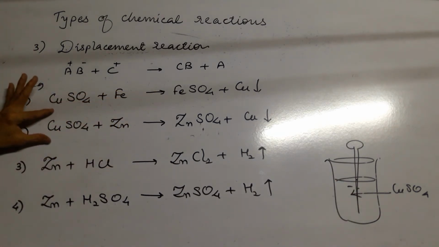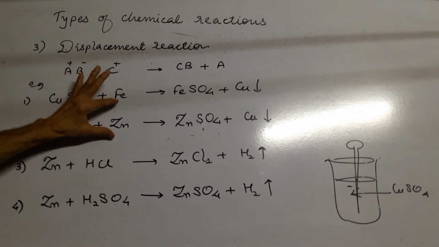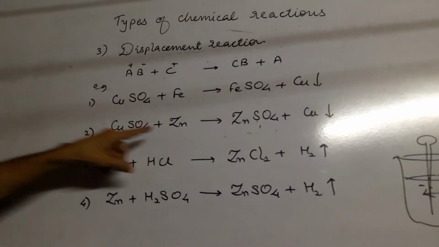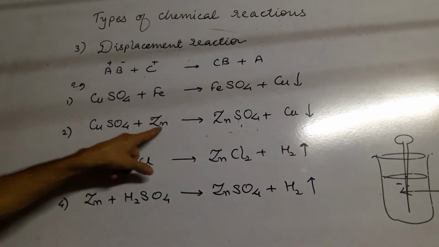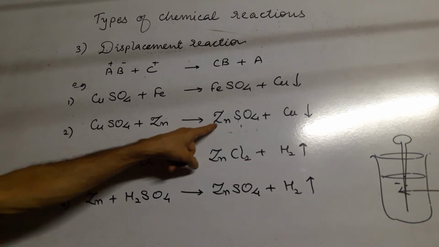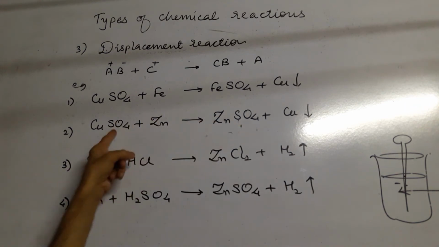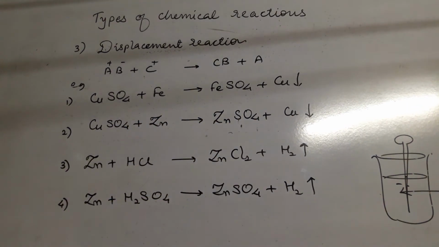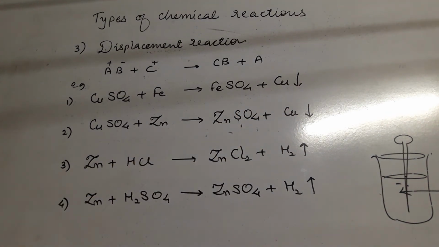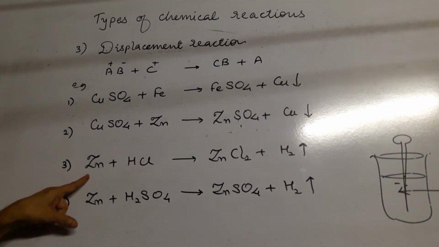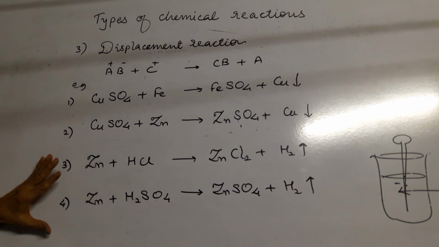In the same way here also, copper sulfate and zinc. We know that in the reactivity series, zinc is more reactive than copper, and that's why zinc displaces copper to form zinc sulfate, and copper is displaced. Since copper is displaced, it is shown by a downward arrow. We can give any number of reactions, but here I have taken only 4 reactions.